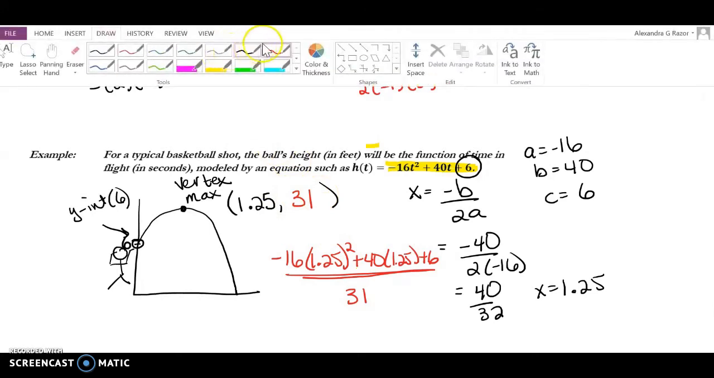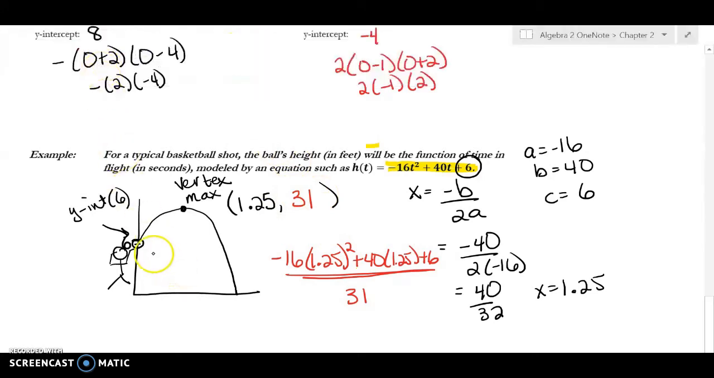So it's important for you to understand what this means. This means that when the ball left the hand, it started at 6 feet up, and then at 1.2 seconds, it reached its maximum height of 31 feet, which is super high for a basketball. So I'm thinking something might be wrong. Well, maybe someone does shoot the ball 31 feet in the air. Okay. The other thing that eventually we'll have to find out is where it crosses the axis here. But right now we're focusing on where it leaves the hand and where the max is. So at 1.25 seconds, the max was 31 feet.